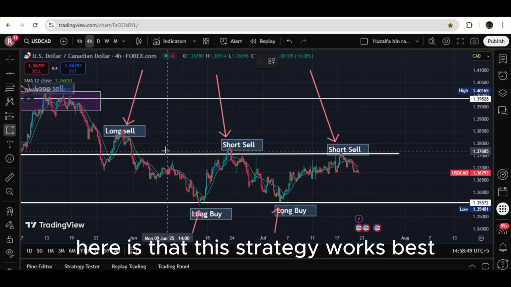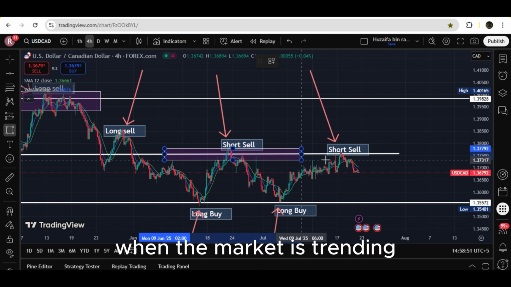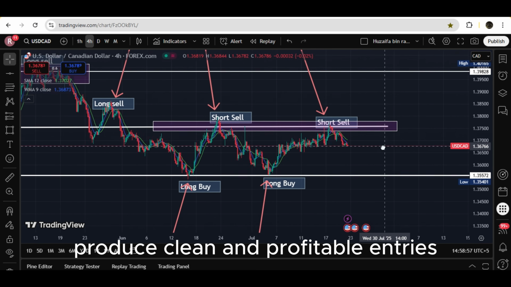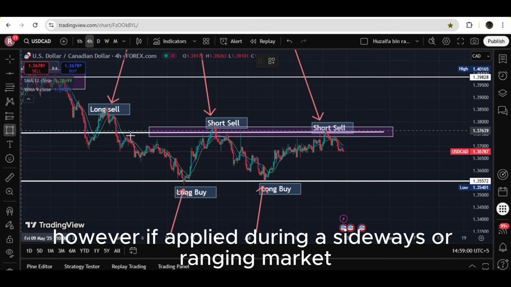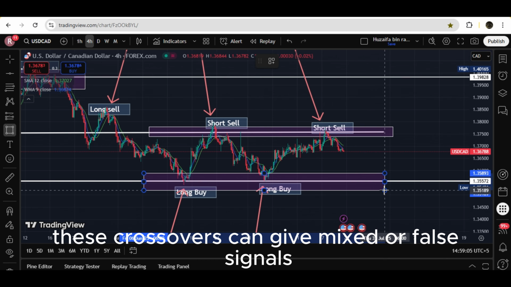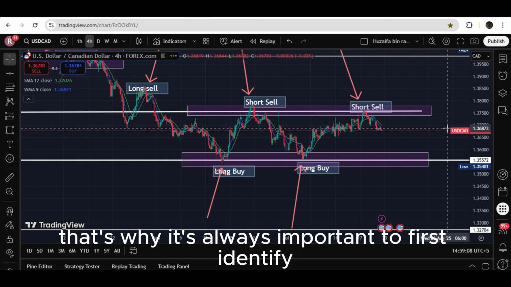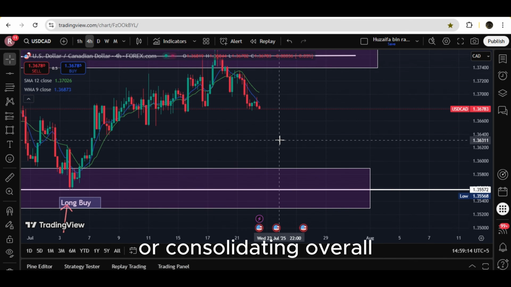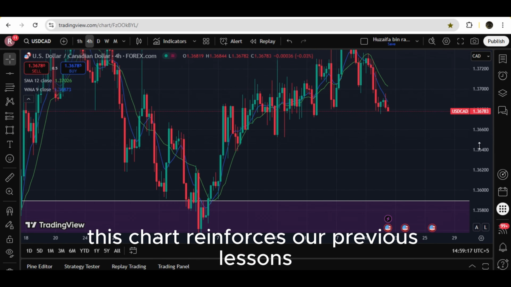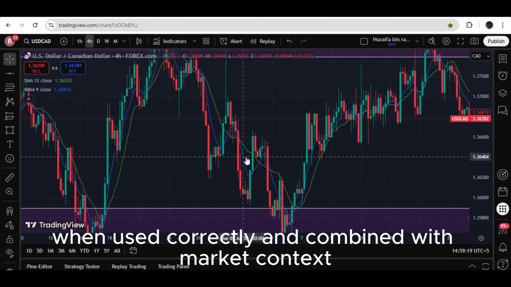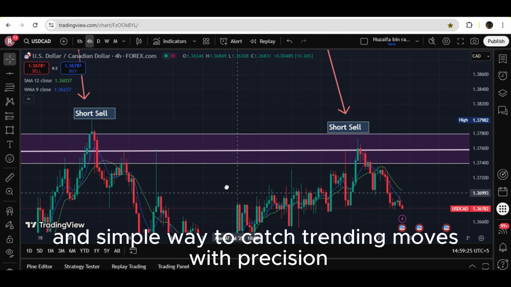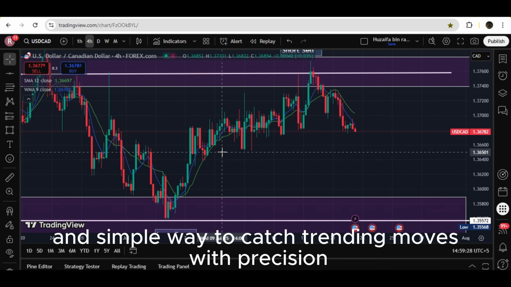Another key observation here is that this strategy works best when the market is trending. During strong trends, moving average crossovers produce clean and profitable entries. However, if applied during a sideways or ranging market, these crossovers can give mixed or false signals. That's why it's always important to first identify whether the market is trending or consolidating. Overall, this chart reinforces our previous lessons. When used correctly and combined with market context, the moving average crossover strategy becomes a highly effective and simple way to catch trending moves with precision.